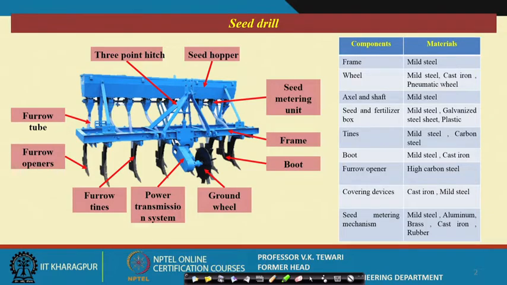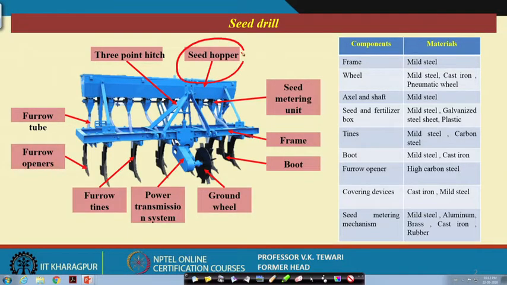For example, when you have a seed drill, you should have a hopper in which the seed will be kept. If it is a seed cum fertilizer drill, then there will be a hopper for the fertilizer also. So there is a seed hopper here. Then in the seed hopper we have the seeds which are kept inside, and after the seed hopper we are talking of the metering device. We have discussed the different types of metering devices already, but then we will look into the other portions. So there is a metering unit over here.